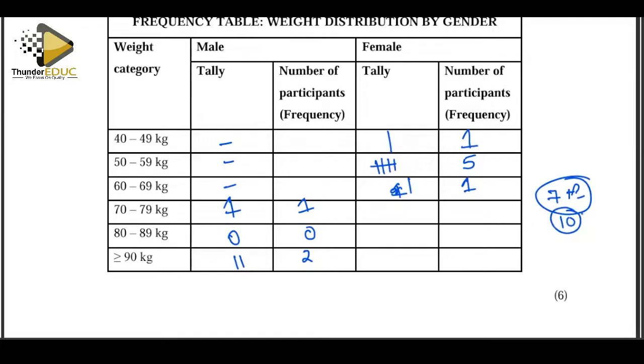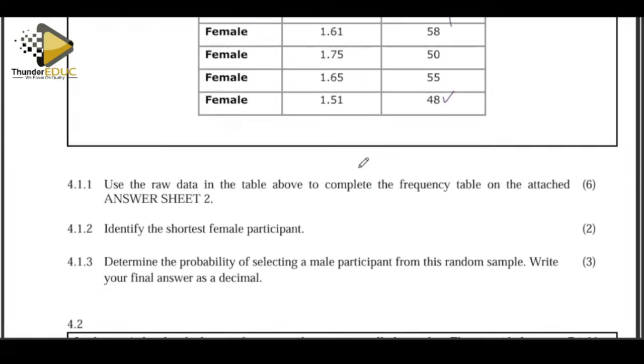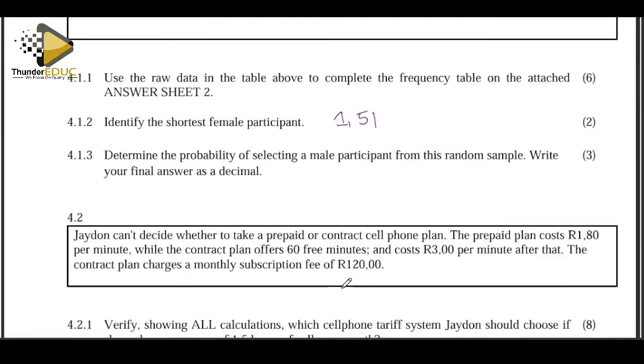Question number 4.1. Identify the shortest female. So we shall use the height. The shortest female, they never told us which position. So we know it's 1,51 meters.